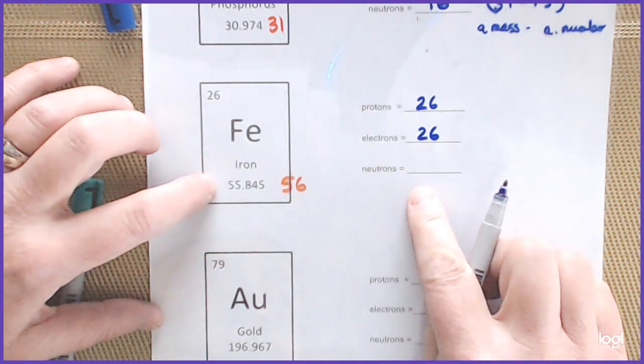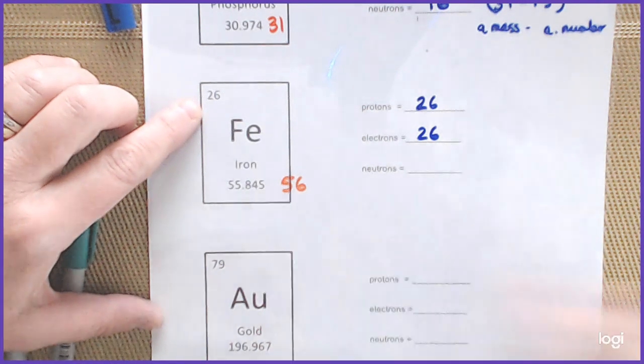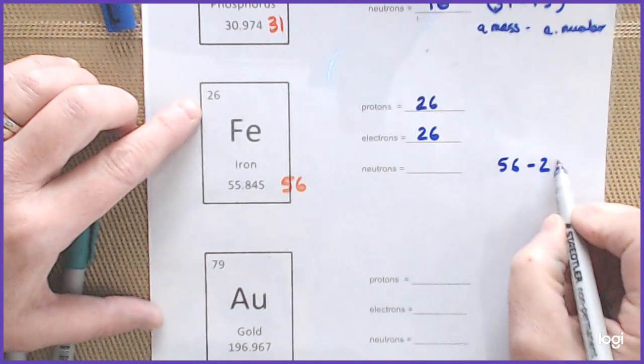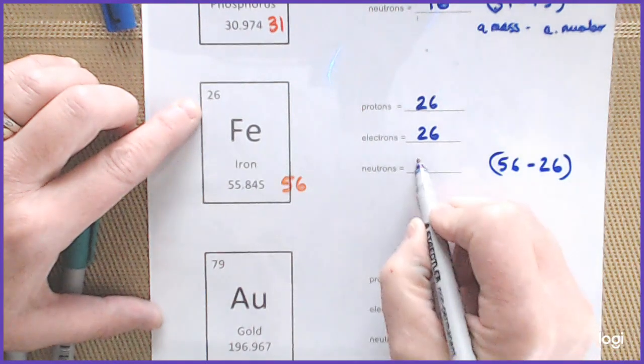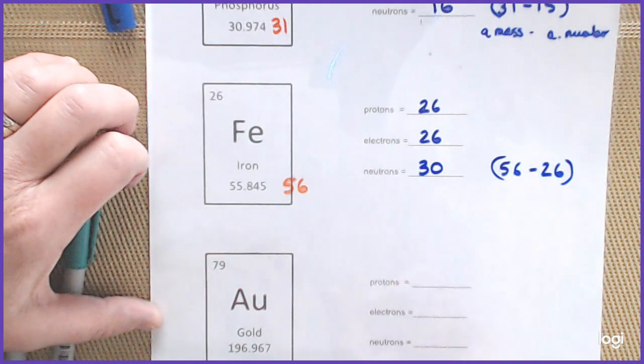And our number of neutrons, we're going to take our mass minus our atomic number, and that's going to give us our number of neutrons. So we're going to do 56 minus 26, all right, and that's going to give us 30. So in this particular case, our number of neutrons is 30.